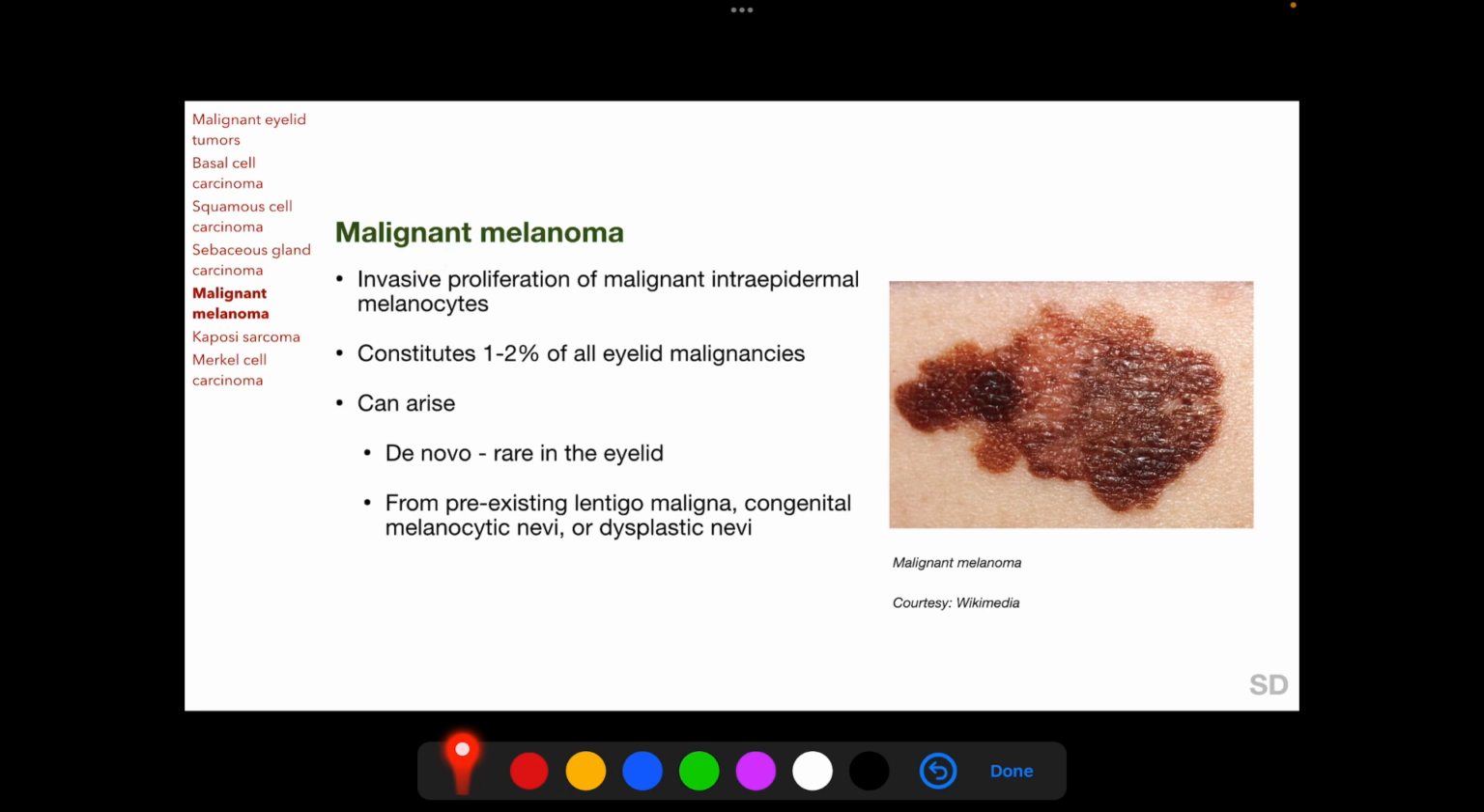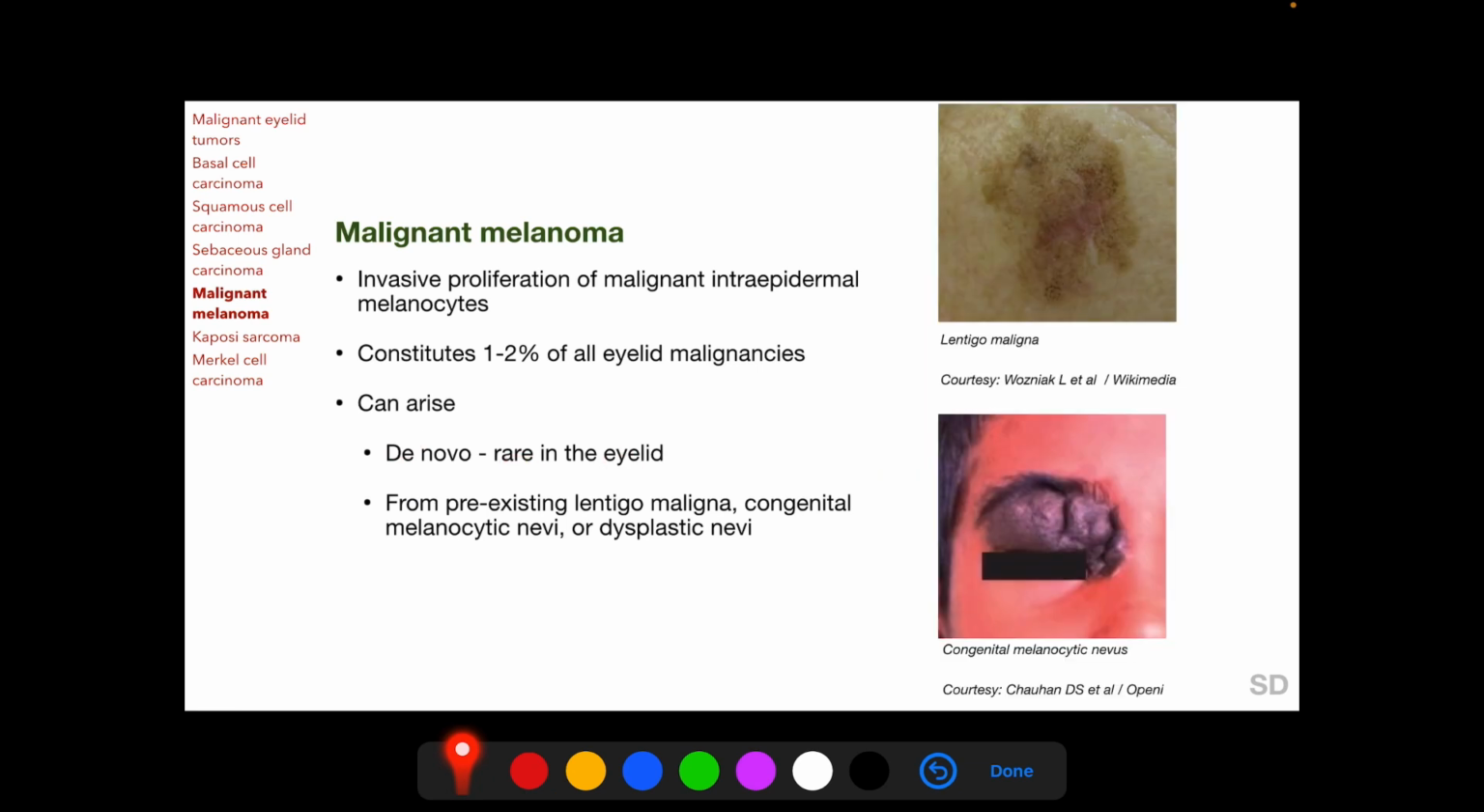Malignant melanoma is an invasive proliferation of malignant intraepidermal melanocytes, and it is the 4th most common malignant eyelid tumor, constituting 1 to 2% of all eyelid malignancies. It can arise de novo without a pre-existing lesion, but this is rare in the eyelid, and most malignant melanoma of the eyelid arise from pre-existing lesions such as lentigo maligna as seen in this picture, congenital melanocytic nevi as seen in this picture, or dysplastic nevi.